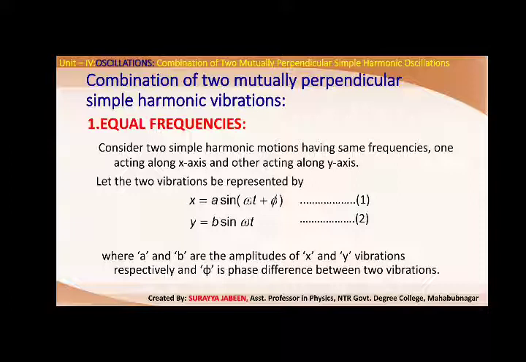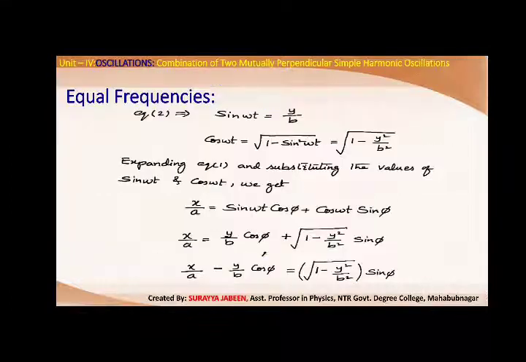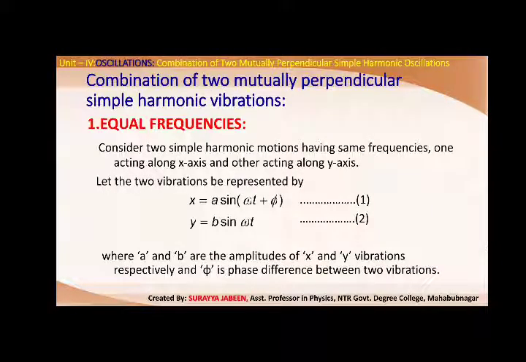Now what we have to do? We have to find the equation of the resultant vibration. For that we have to eliminate t from equations 1 and 2. For that let us take equation 2: already we have y equal to b sine omega t, so I am taking sine omega t equal to y by b.